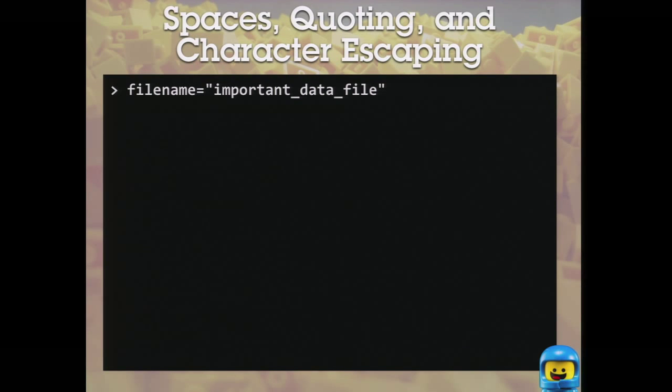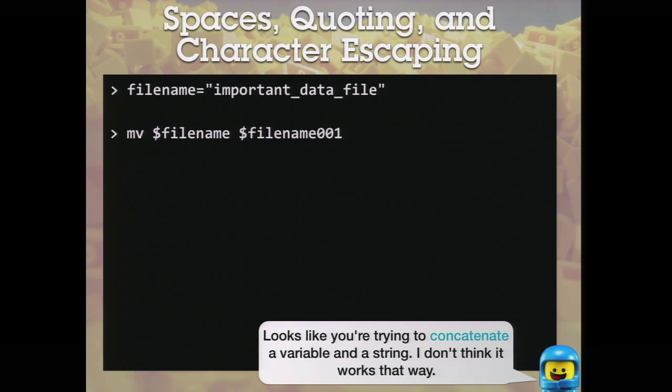So one more example of quoting involves the boundaries between variable names and the rest of a string you're trying to output. So say you're writing a script and you want to append some numbers to the end of a file name. You can't simply do this. Anyone know why? Move file name to file name 001. Any guesses? Right. So the shell is going to interpret file name 001 as a variable because how does it know where to break off file name and the rest of it?